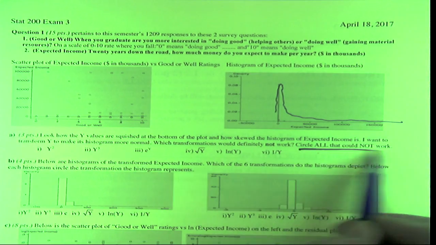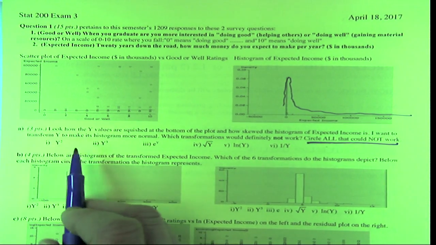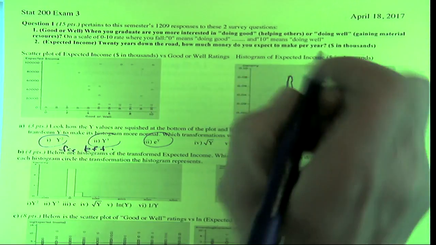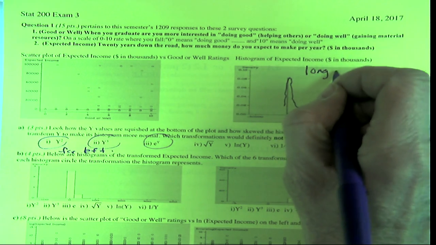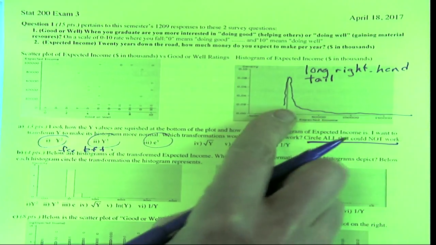Well, the question says circle all that could not work. Well, these are going to make bigger values even more extreme. So y squared, y cubed, and e to the y. These are ones that will not work. These all are for left skewed data. And we have right here, this is right skewed. So we have a long right-hand tail, that is right skewed. See, it goes way up. And just all income looks like that because it's cut off at 0 and it can go way up, especially expected income, how much you hope to make.